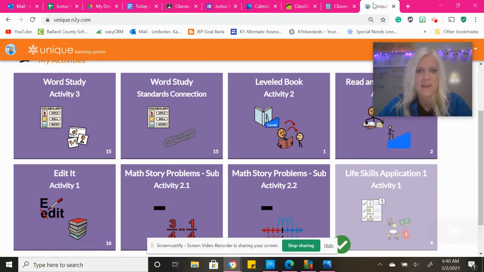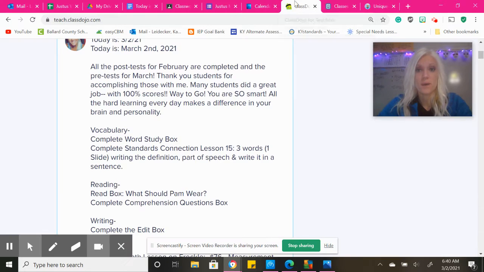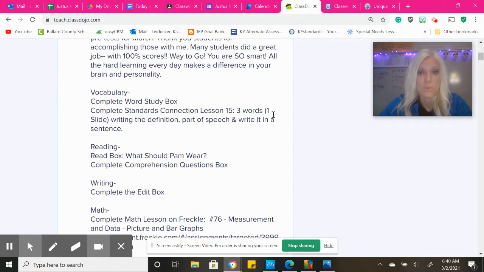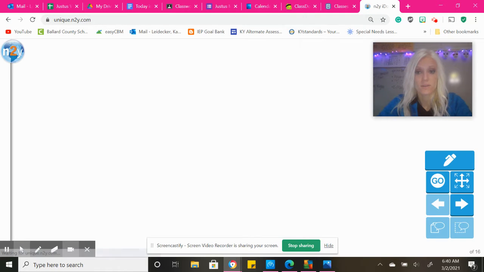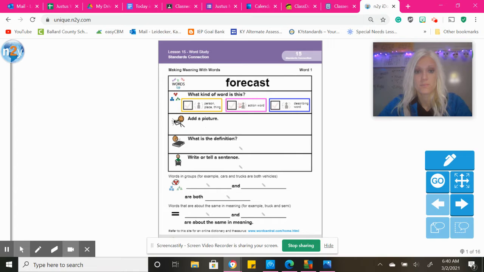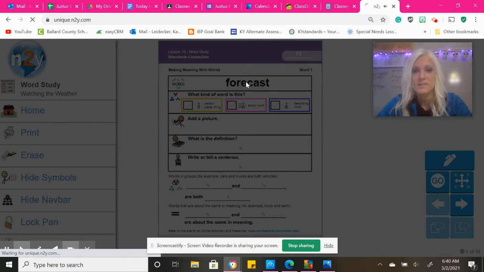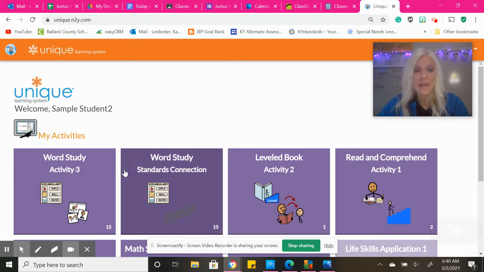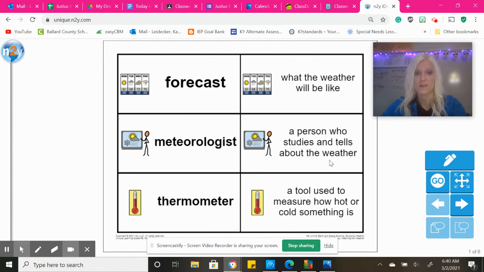Okay, so on N2Y today, we have our word study. We have our word study standards connection. Now, we will just do 3 a day. On the directions, it says 1 slide. So 3 words is the 1 slide. Okay, I meant, hold on. So we're going to count the word, we're going to count our definitions, 1, 2, 3 on that box. But what I meant was 1, 2, 3.